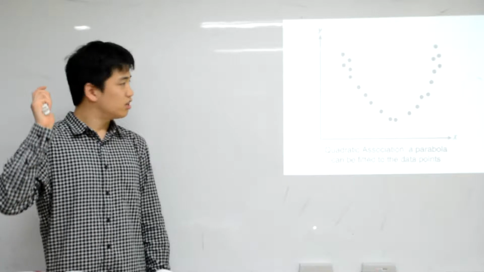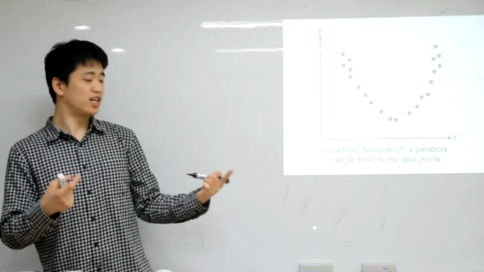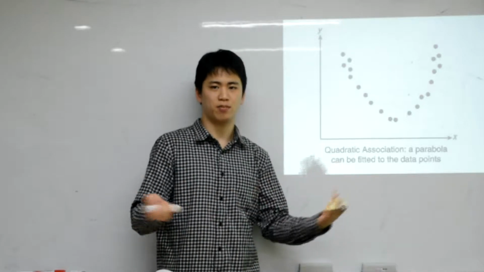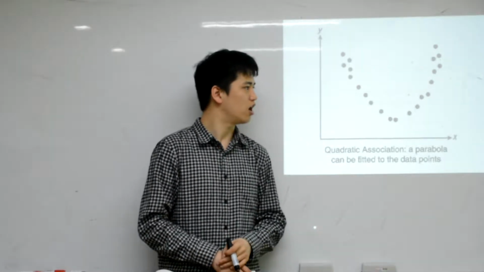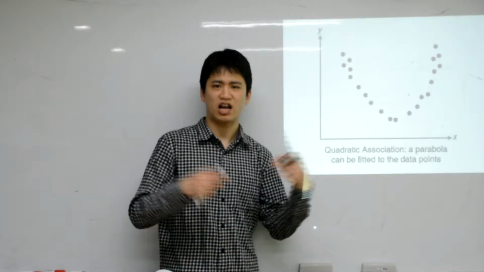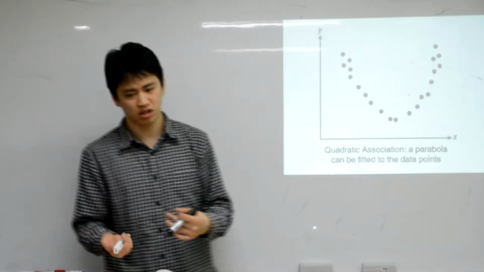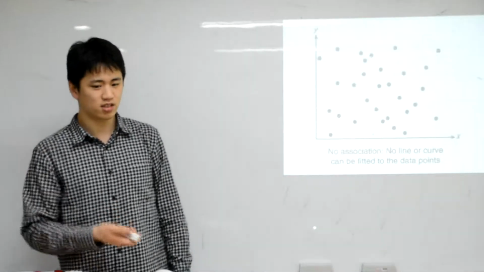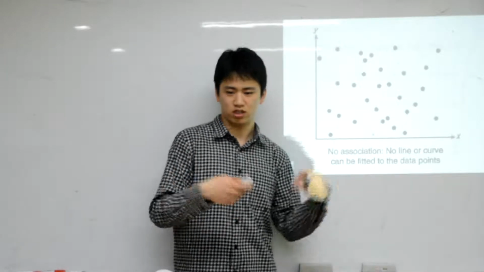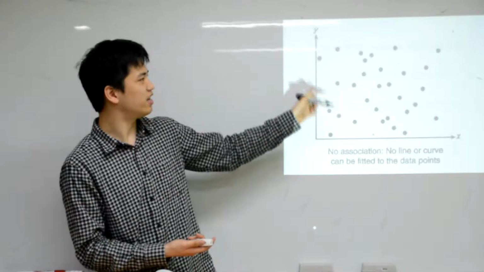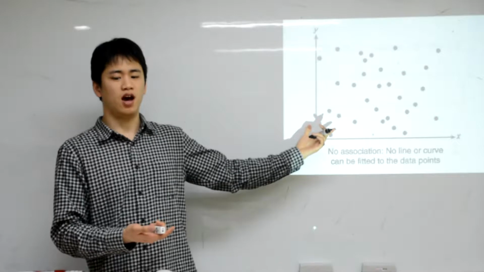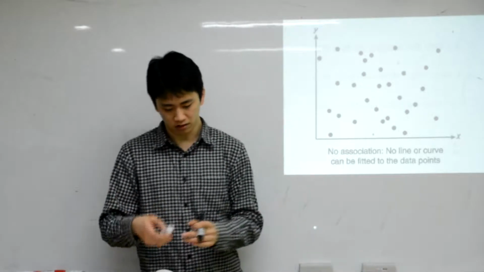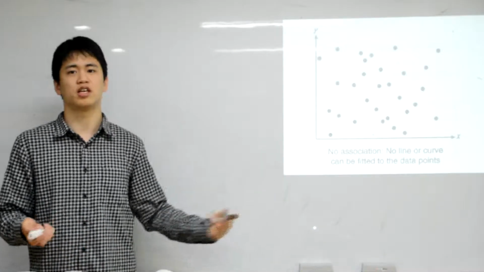So among non-linear relationships, we only looked at exponential and quadratic associations, but it could be anything. It could be like a cubic association, or like a sine or trigonometric association. But the most common ones are usually exponential and quadratic. And then the final case is when there's no obvious relationship, there's no association. We can't really fit any line or curve to these data points that would approximate the data points very well. So in this case, we can say there's no association or no relationship.